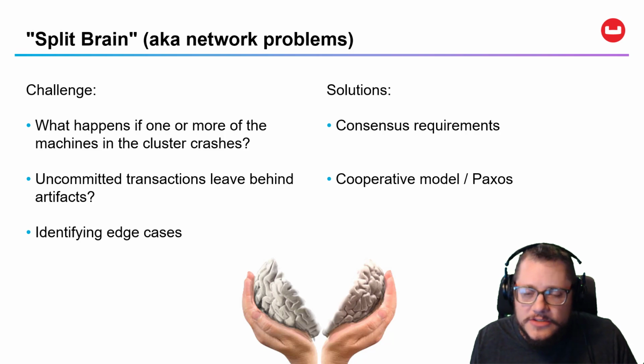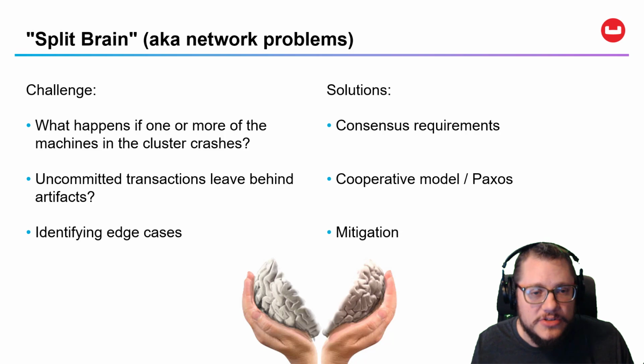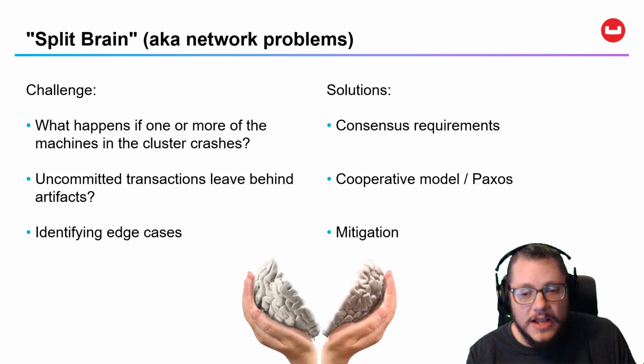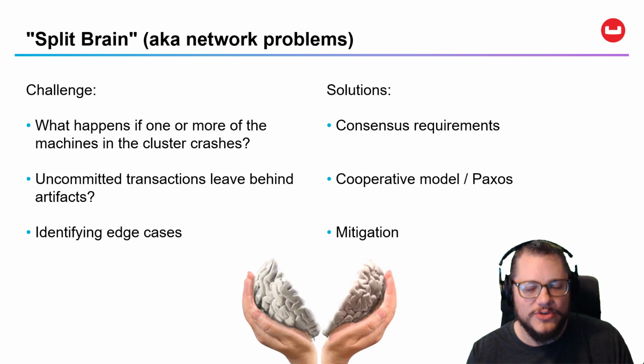And edge cases, this is a huge one, identifying edge cases. And really the only solution to this one is mitigation. You can spend a lot of time addressing hundreds of edge cases. What happens if a network cord is unplugged at various times during my transaction? What happens when a node comes back online? What happens if there's a network or disk corruption? What happens if we set loose a chaos monkey to start crashing things at random?